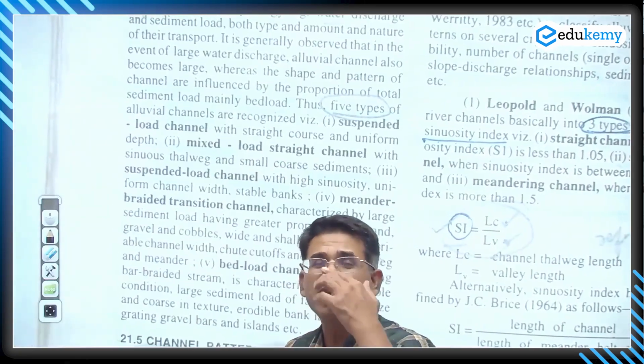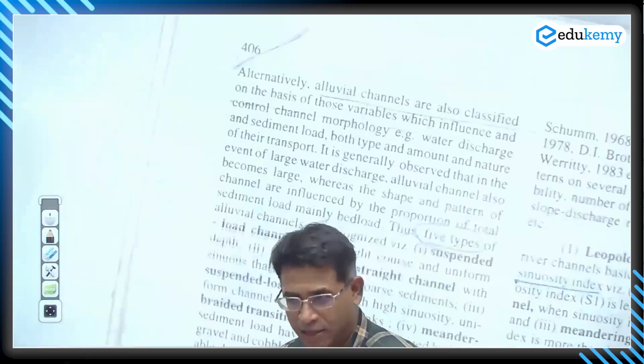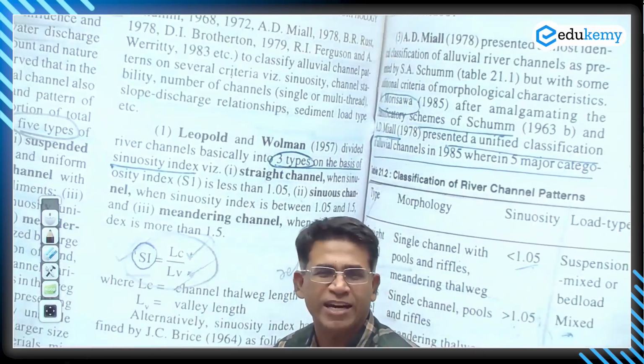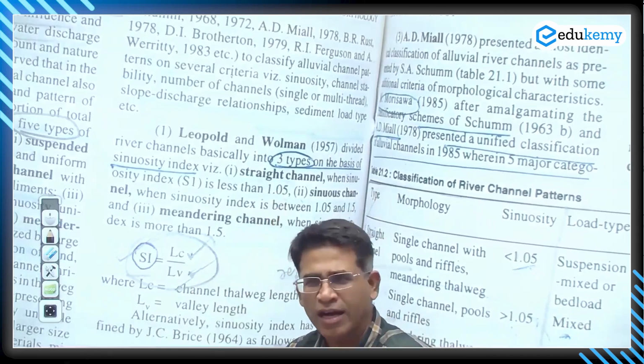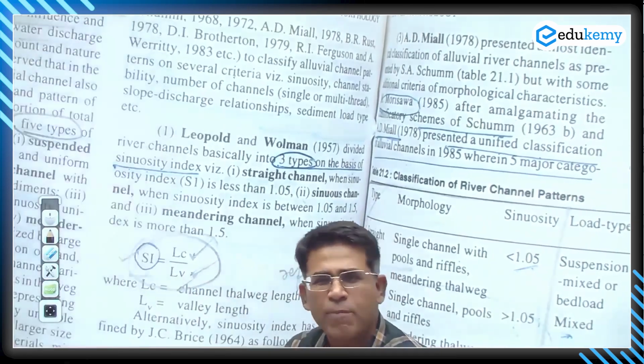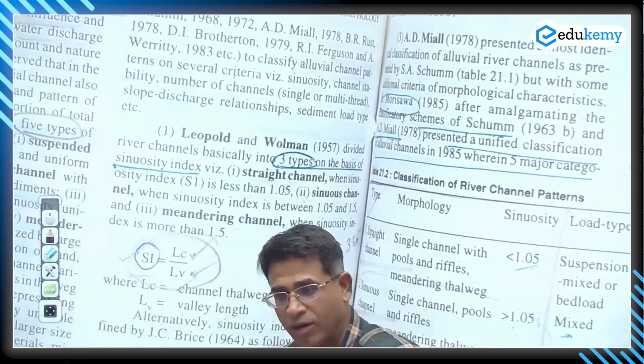Now see, the question is, yes Saurav, obviously no river is perfectly straight. If it were perfectly straight, then SI is equal to 1. If there is bending, it will become more than 1. It's understandable, Saurav. Now what do you have to do?